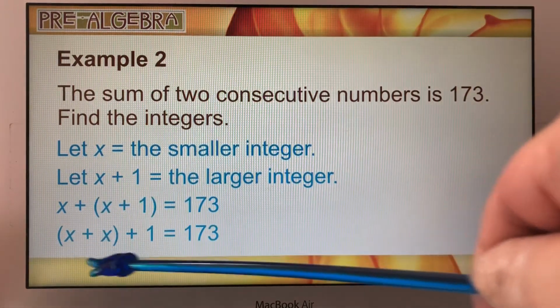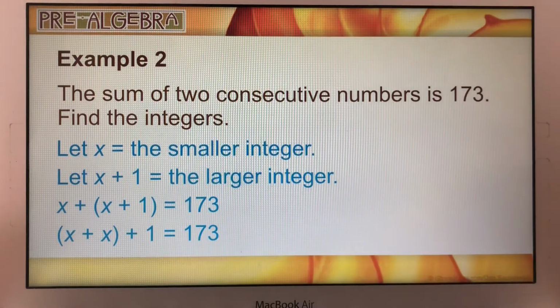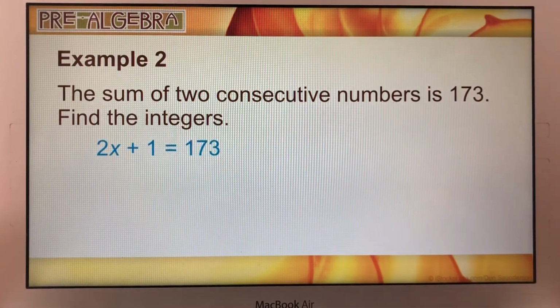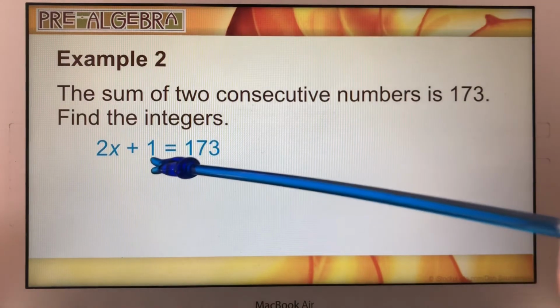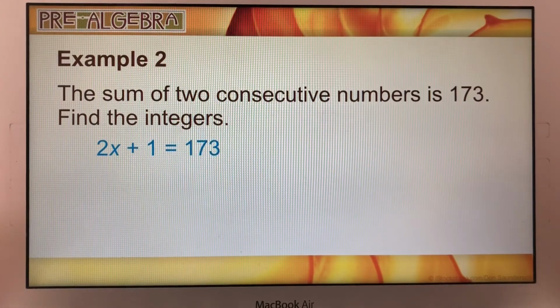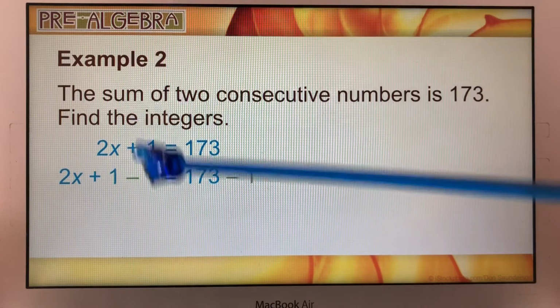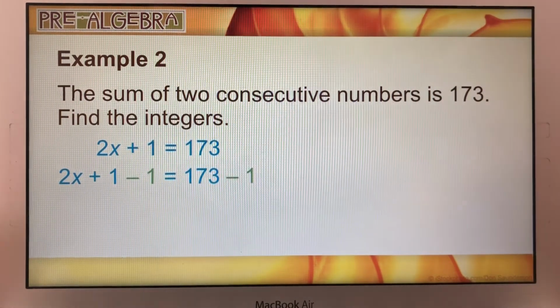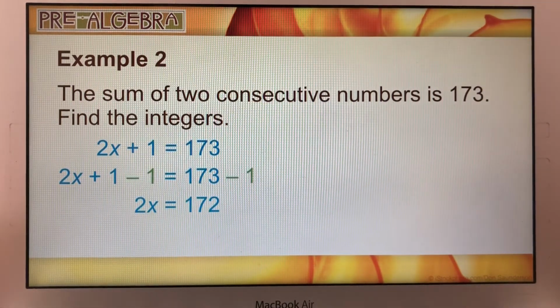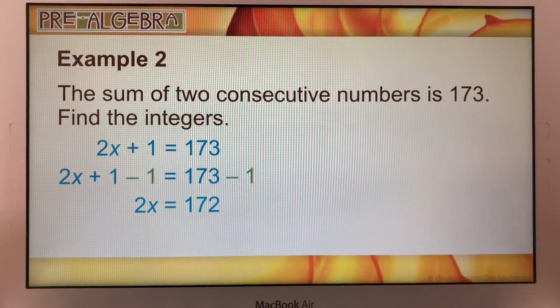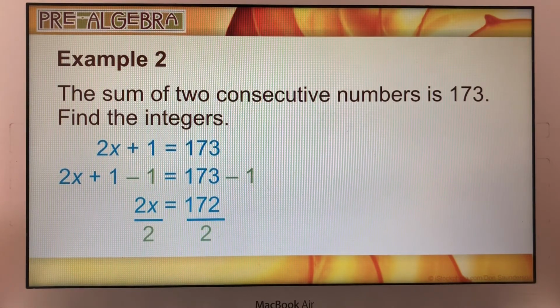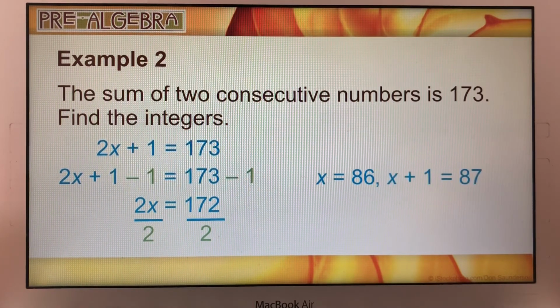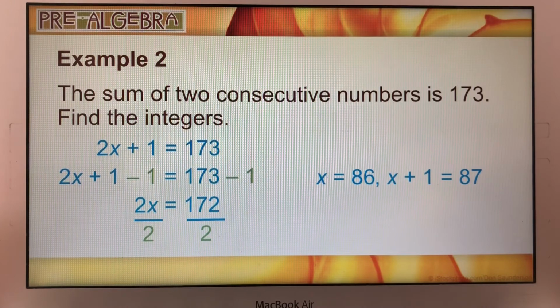I can combine my x's, so like terms, right? And then simplify my equation. So I have 2x plus 1 is equal to 173. Then I can subtract the 1 to move it over to the other side. 2x now is equal to 172. And then I'm going to divide by 2. And my x is equal to 86. Then the next integer, the consecutive integer, is going to be x plus 1, which is 87.